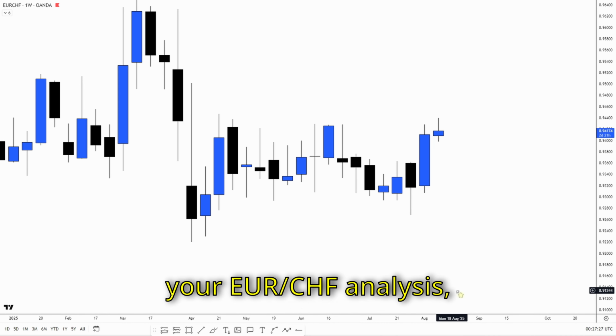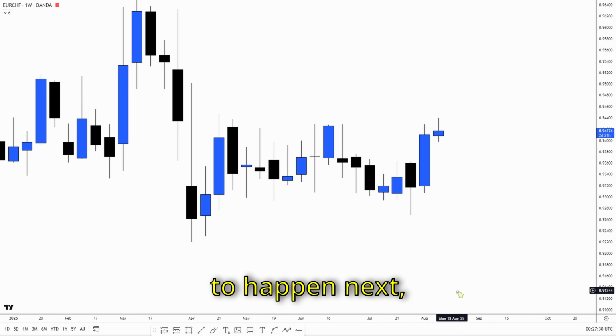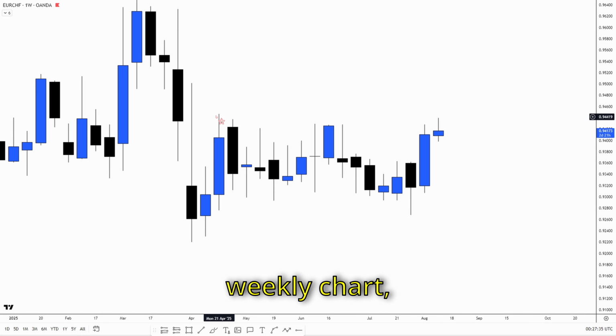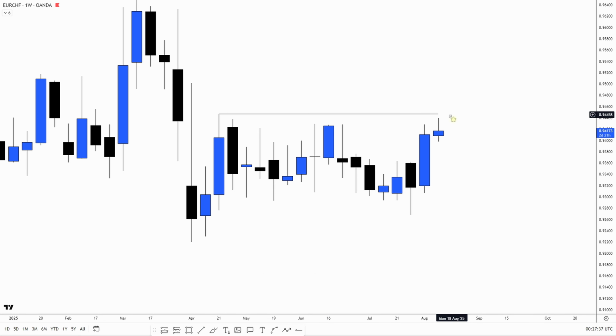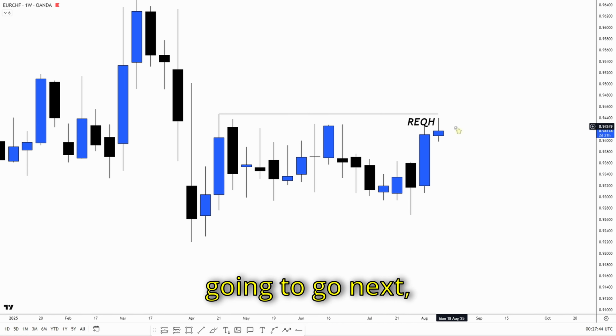Alright, EUR CHF analysis. I'm just going to walk you through what's going to happen next, what trade I am going to take today, and so on. So on the weekly chart, we have relative equal highs here, straight up. It's a very good indicator where price is going to go next.